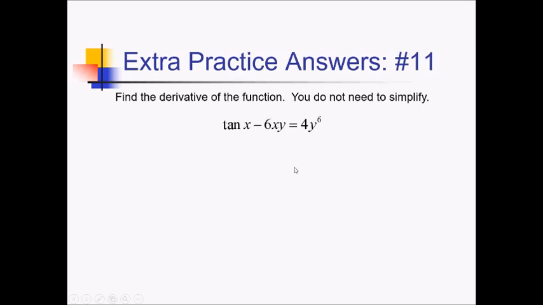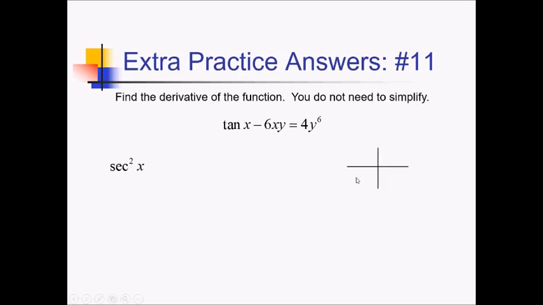For this problem, since I can't really isolate y, I'm going to go ahead and use implicit differentiation to find the derivative. So going from left to right, tan of x, if I take the derivative of that, that's going to be secant squared of x. And now this next one, 6xy, that's going to be a product rule. So let me get out the box and ribbon here.